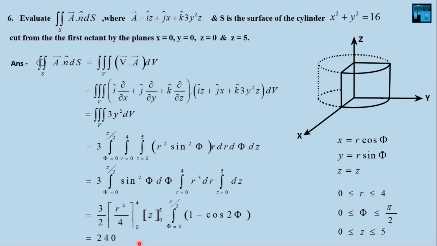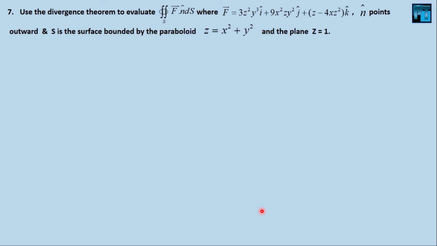So 240 is the answer. I know you can do it easily. Now let's proceed to a unique problem. Use the divergence theorem to evaluate this integral where f is given, n points outward, that is natural. S is a surface bounded by the paraboloid, this one, and the plane z equals 1. Why is this the most unique problem in this whole lecture?